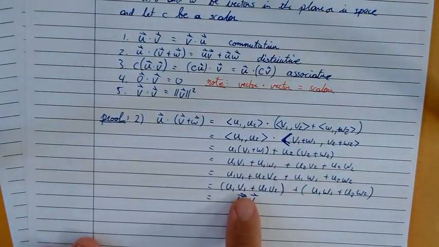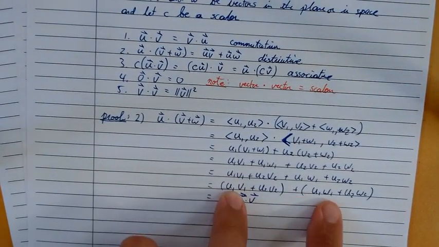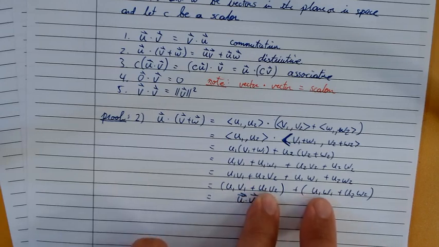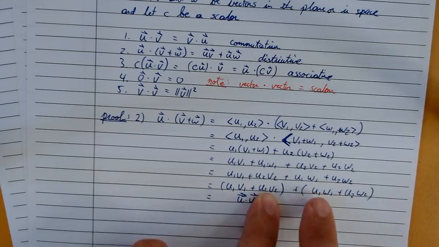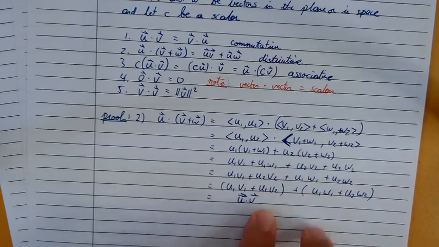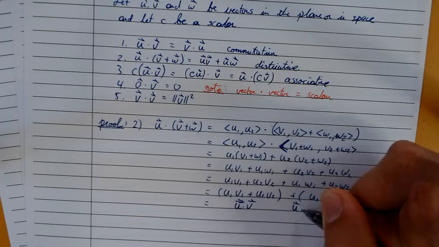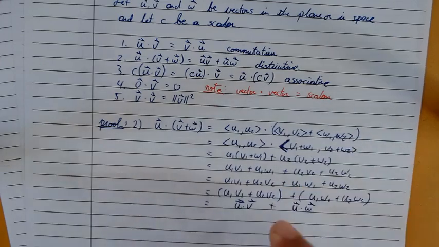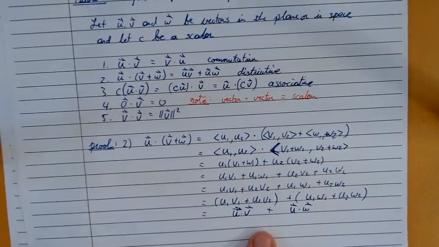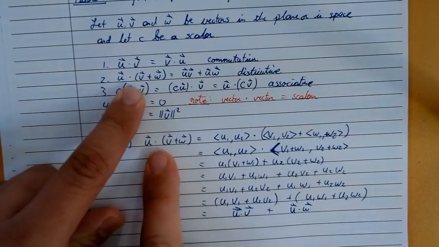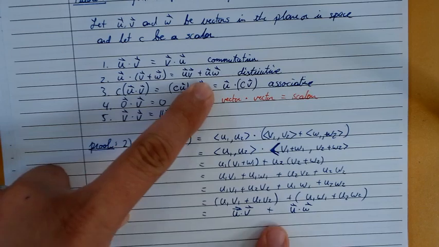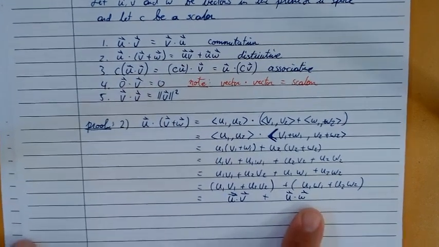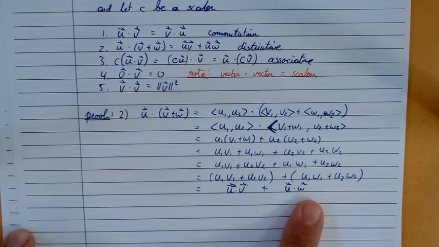Oh, but that's the same as this, except instead of u1, v1, u2, v2, that's u1, w1, u2, w2. Oh, that must be the dot product of u and w instead of u and v, and those are being added together. Oh, but that's what we wanted. U dot the sum of v and w is u dot v plus u dot w. And that makes us happy.